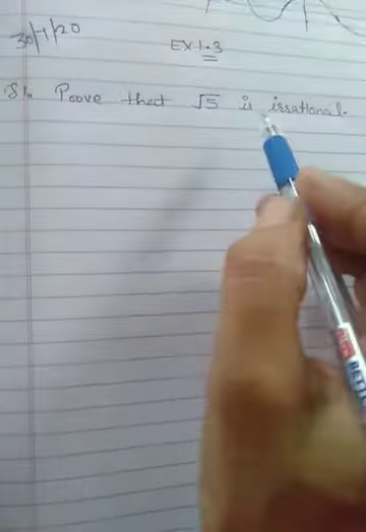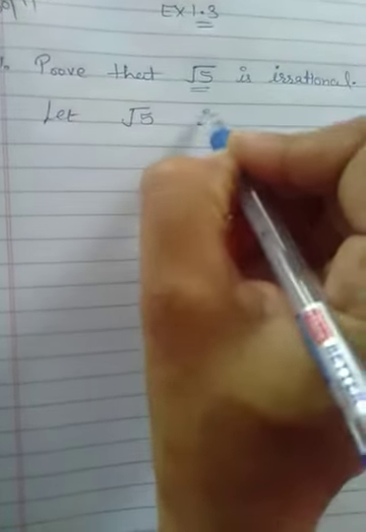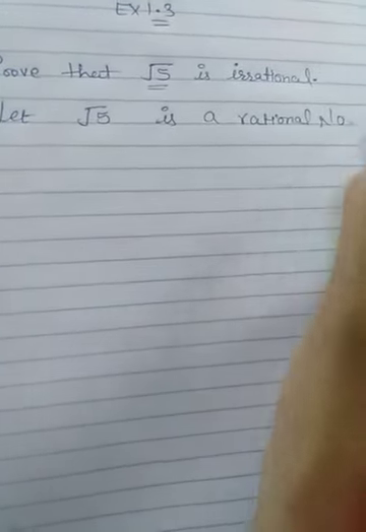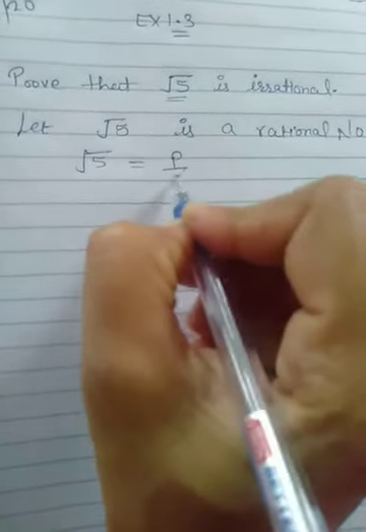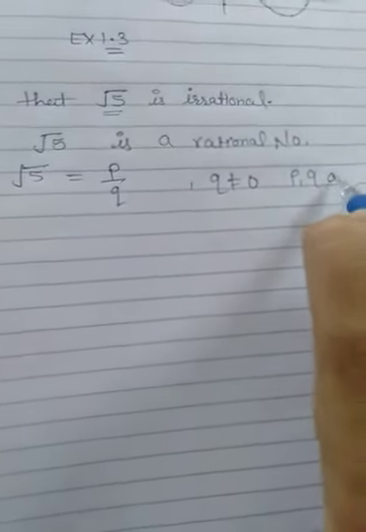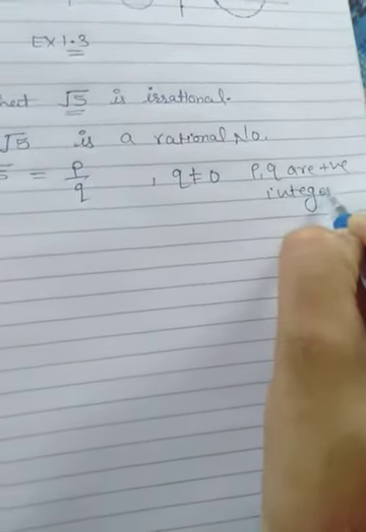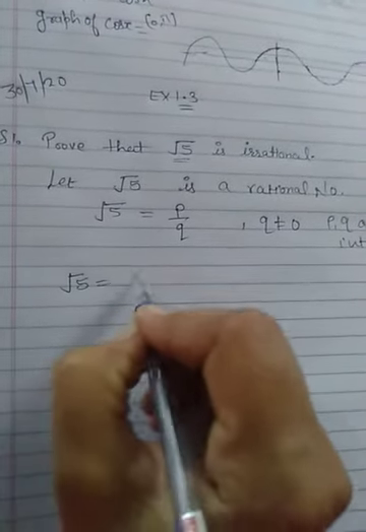We have to prove that √5 is an irrational number. So we prove this by contradiction. Let us consider √5 is a rational number. If √5 is rational, then it can be written in the form p/q, where q is not equal to 0 and p, q are positive integers. Okay, √5 is written in the form p/q.